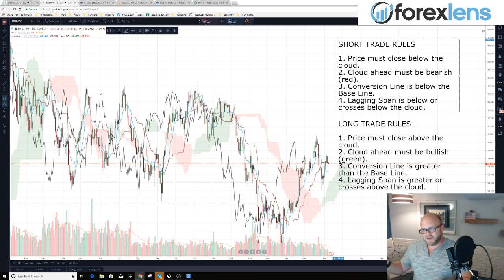Hourly to daily Ichimoku system, that's the way to go. 1 hour, 4 hour, 8 hour charts, daily charts, that's the way to go. Trust the system. Trust the system.